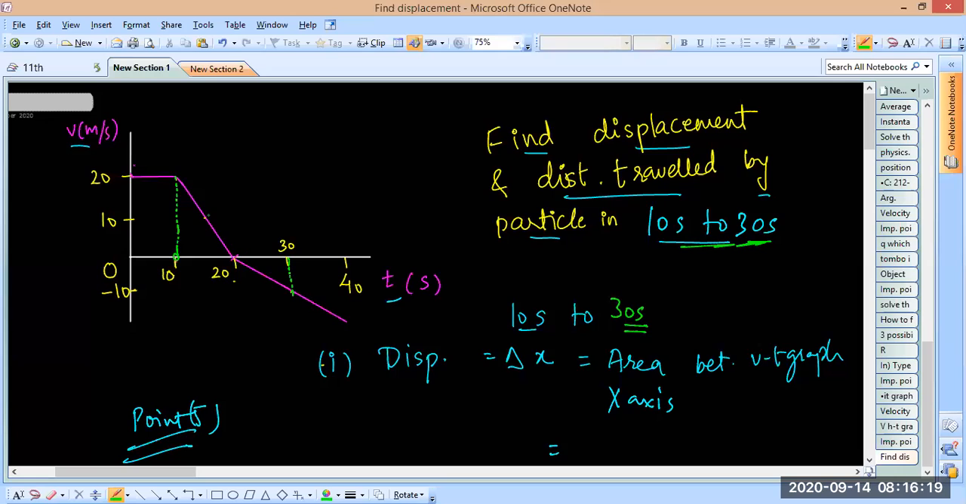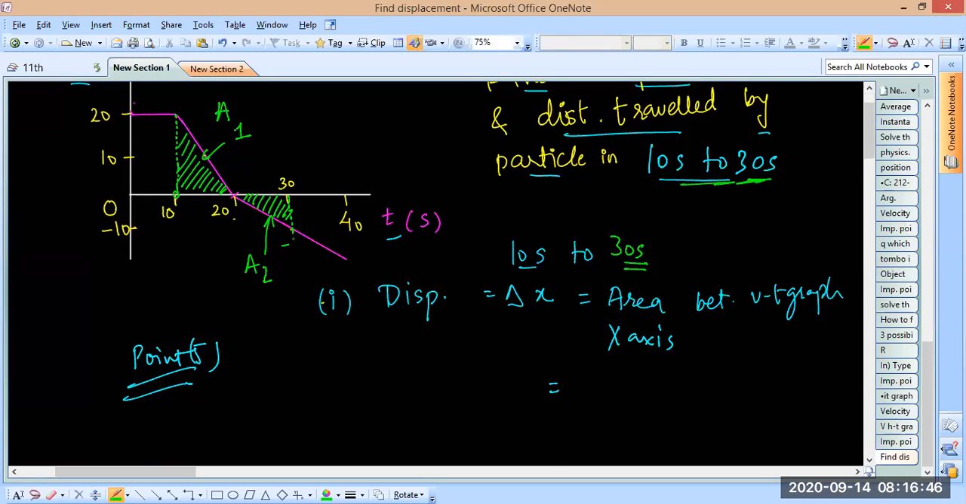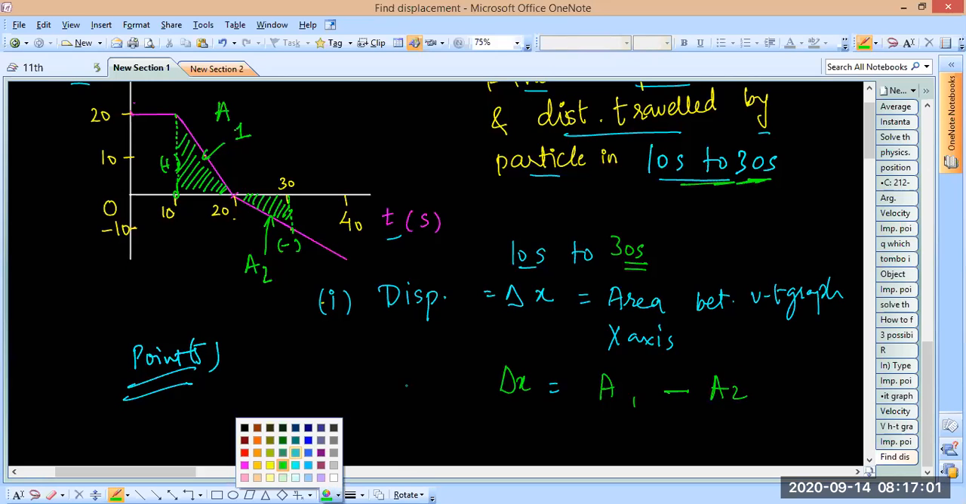Do you realize I have to find two areas? Let's call this area number 1, A1, and this area number 2, A2. I want all of you to understand that this area 2 is below the axis, so this is to be taken as negative and this as positive. So when I want to find the displacement, it will not be A1 plus A2, it will be A1 minus A2. Is this clear?